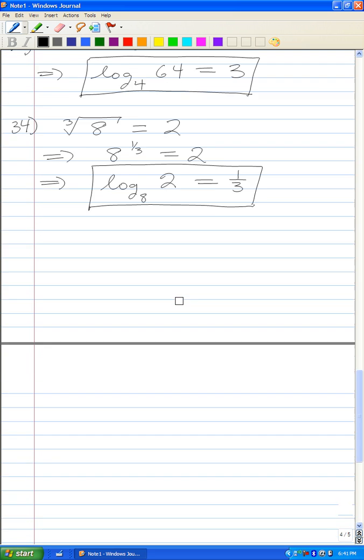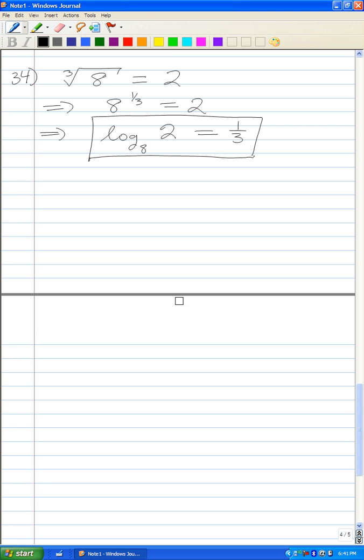Let me do problem number 38. G of x equaling log base 1/2 of x. And so y equals log, well, I'll just graph it. So let's graph this.